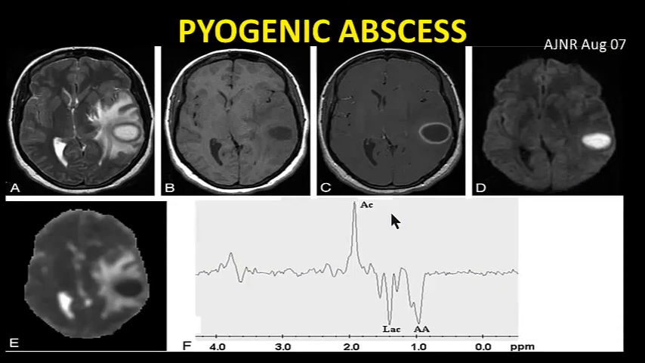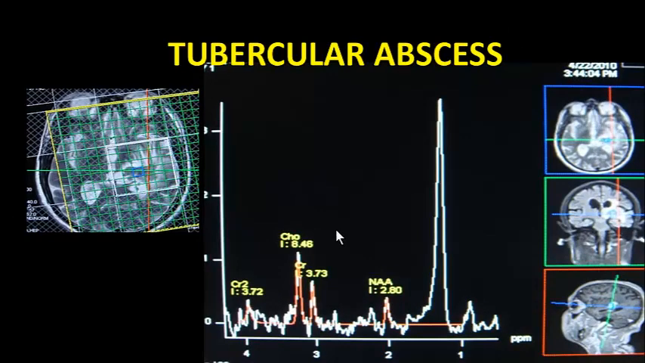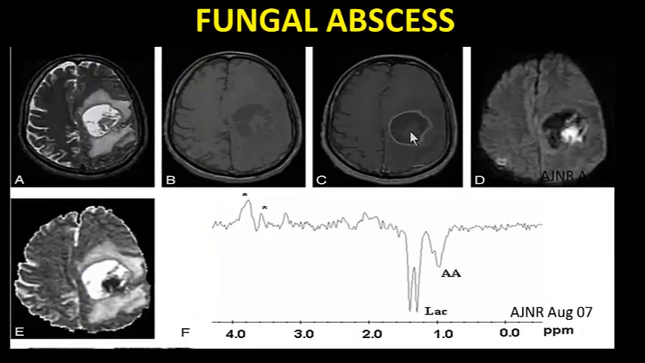Let's see some examples here. Here is a pyogenic abscess, with very smooth central diffusion restriction, and you see lactate, amino acid and acetate peaks. This is a tubercular abscess where you see a very large lipid peak. And in fungal abscess, you see the lactate and amino acid peaks over there.